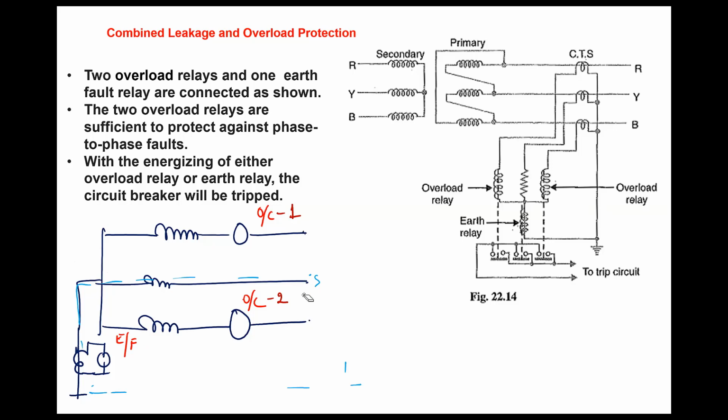Again, if a line-to-line ground fault occurs, then what will happen? The overcurrent relay or the earth fault relay, since the earth fault relay is fast, will trip first. Okay, this is also protected. If a three-phase short circuit fault occurs, then OC1 and OC2 both will trip. So likewise, for any fault, two overcurrent relays and one earth fault relay will trip and protect the system.